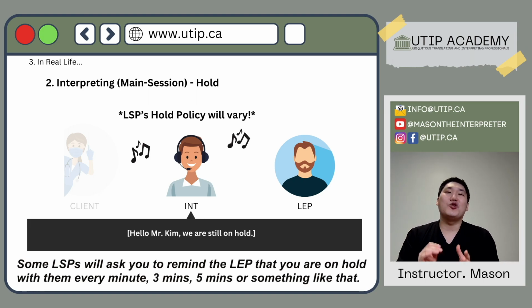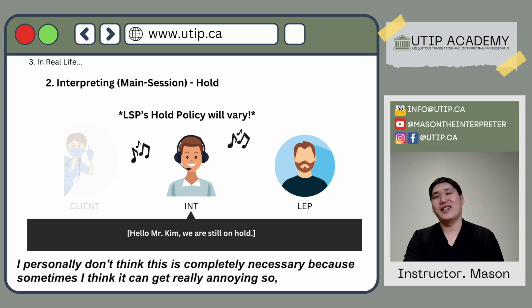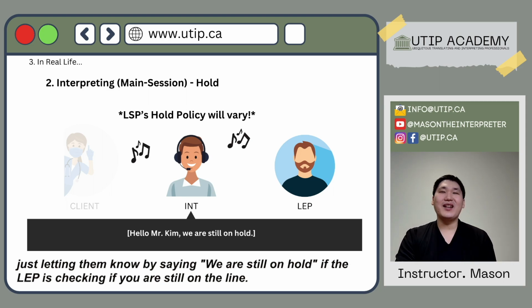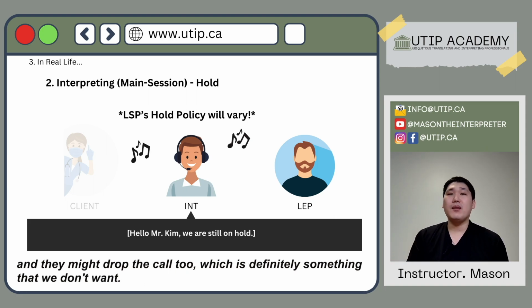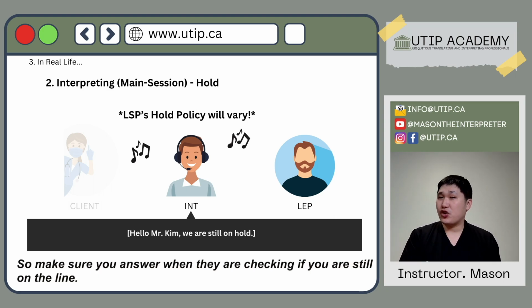Some LSPs will ask you to remind the LEP that you are on hold with them every minute, every 3 minutes, 5 minutes, or something like that. I personally don't think this is completely necessary because sometimes I think it can get really annoying. So just letting them know by saying we're still on hold if the LEP is checking if you're still on the line. Once again, if you for some reason ignore the LEP, they might think the call has been dropped and they might drop the call too, which is definitely something that we don't want. So make sure you answer when they are checking if you are still on the line.